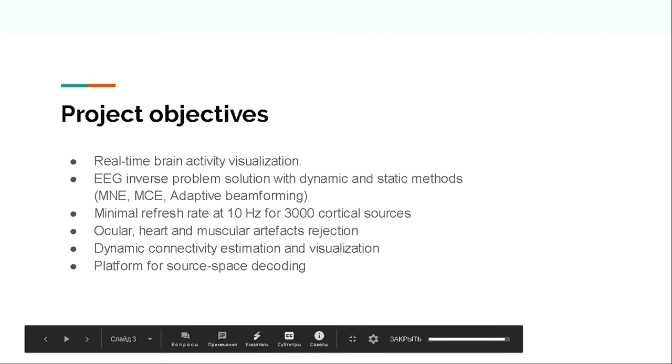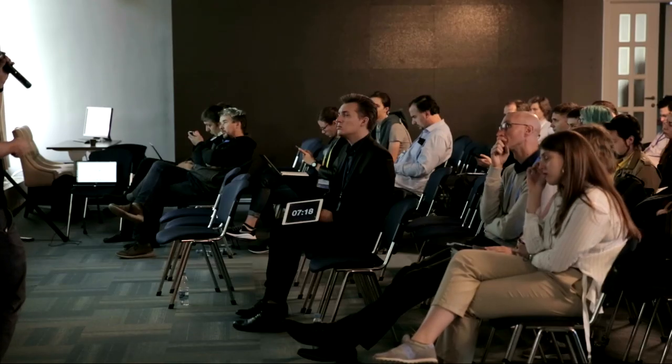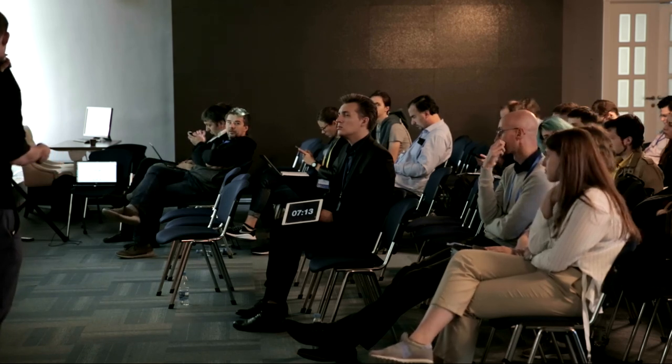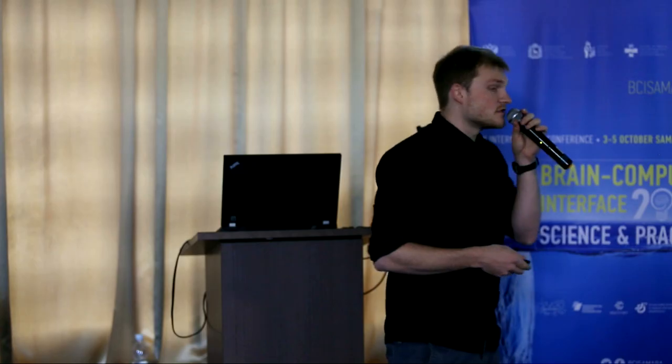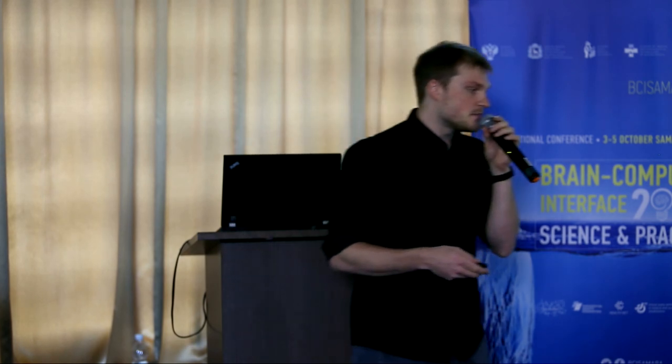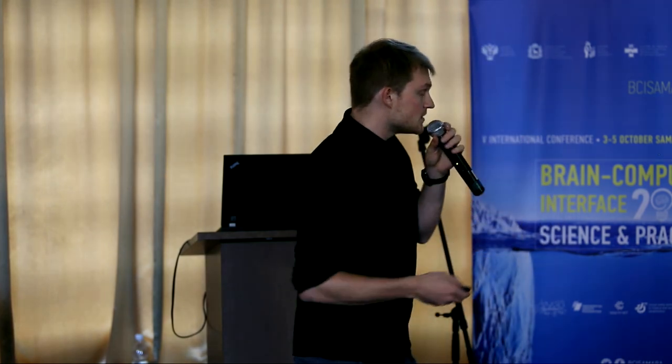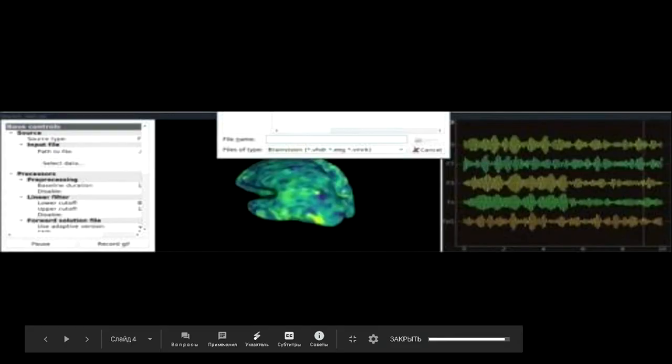And we realized that in order to deliver high quality signal, we would also need to somehow deal with ocular, heart, and muscular artifacts. Also, we aimed at implementing dynamic connectivity estimation and visualization in order to be able to try that as features for decoding later. And in general, the idea was to build a platform for source space decoding, which would be capable of computing features in the source space and stream them to a decoding pipeline. So now I'm going to show you how that worked.